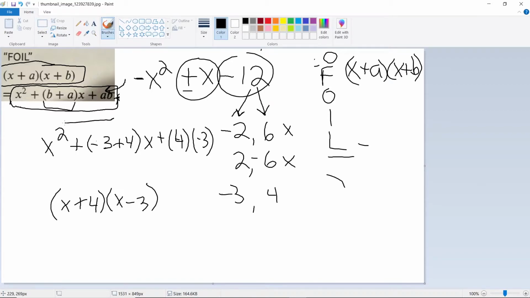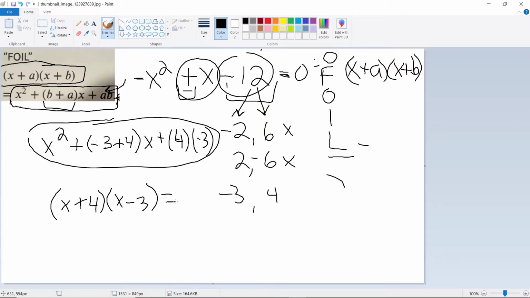So again, usually I'd skip this step and I just write it like this, because I found that negative 3 and 4 multiply to negative 12 and add up to be positive 1. So now I factored it. And really this should be equal to 0, because normally we're trying to solve for x, trying to find where y equals 0, so we know where this thing crosses the x-axis.